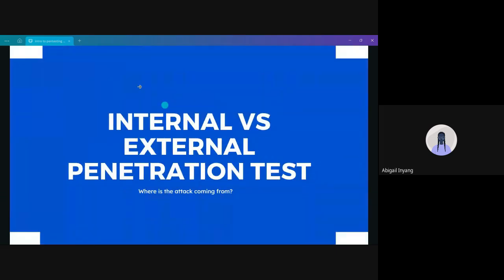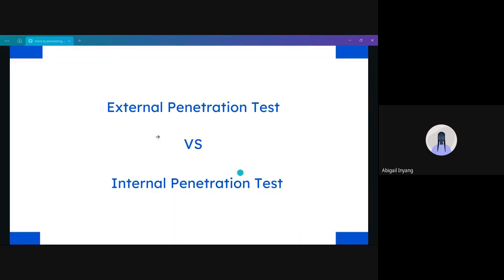Now, coming to internal versus external penetration testing: where is your pen test attack coming from? So where is the pen test coming from? External penetration testing is like black box and gray box, right?